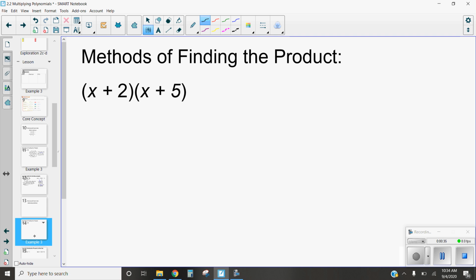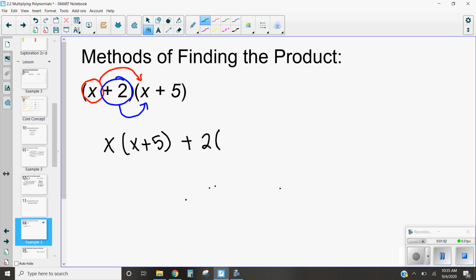And the way that the distributing method works is I'm going to take this first value here, this x, and I'm going to distribute it or multiply it times this term over here. And then I will take my second term here and distribute it to those. So the very first thing we do is we want to rewrite it. So I have my x times that second polynomial, x plus 5. And then I'm going to add that to my second term here, which was 2 times x plus 5.